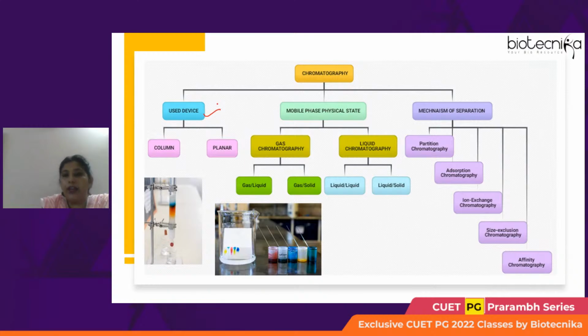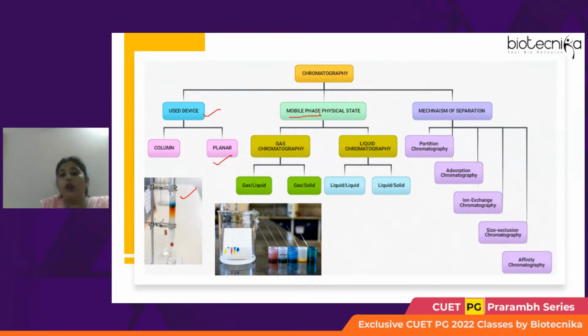So column chromatography is where the stationary phase setup is in a tube. Like here you can see this is a column. Now it can be made up of glass. When you talk about gas chromatography or high performance liquid chromatography, it can be made up of stainless steel also. Planar chromatography is where the stationary bed shape is planar, like in paper chromatography and thin layer chromatography.